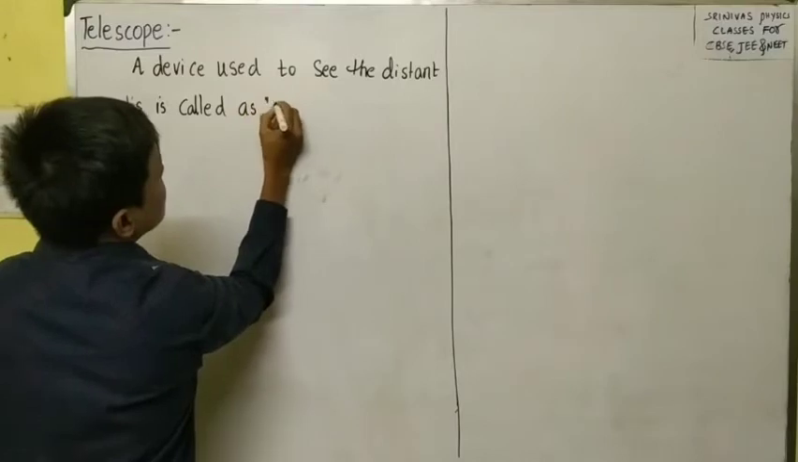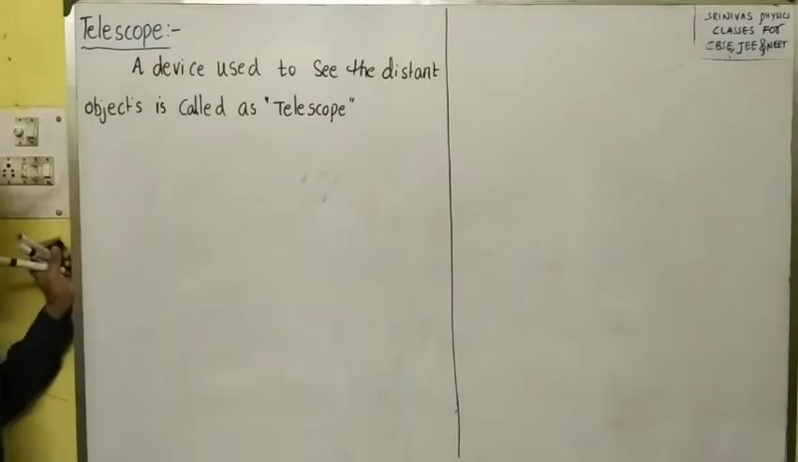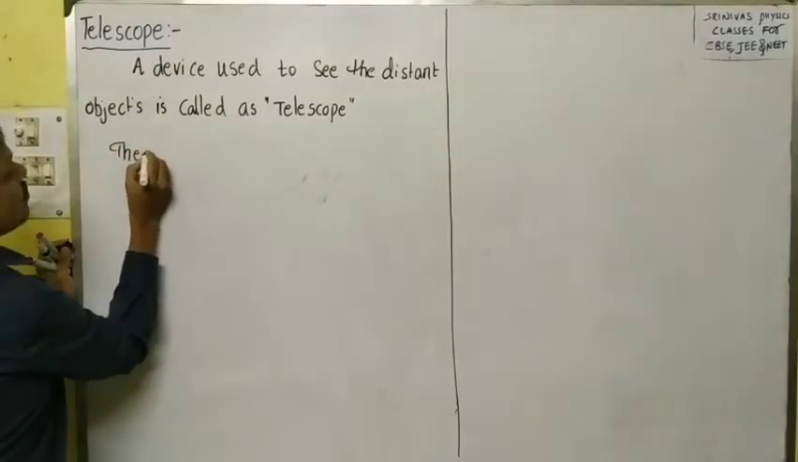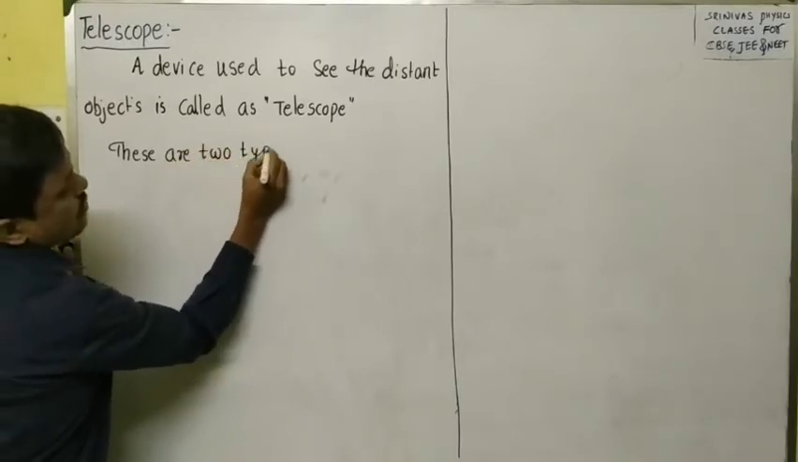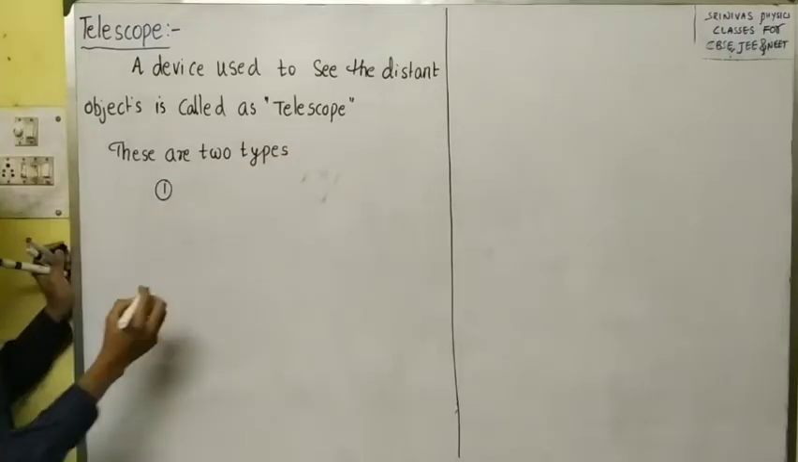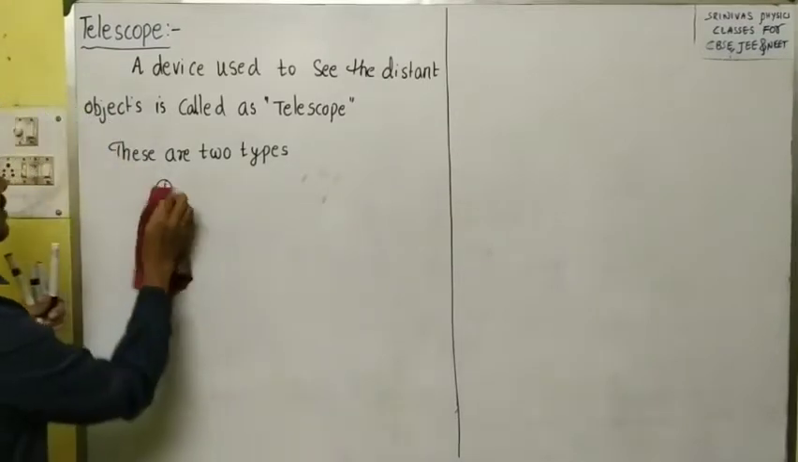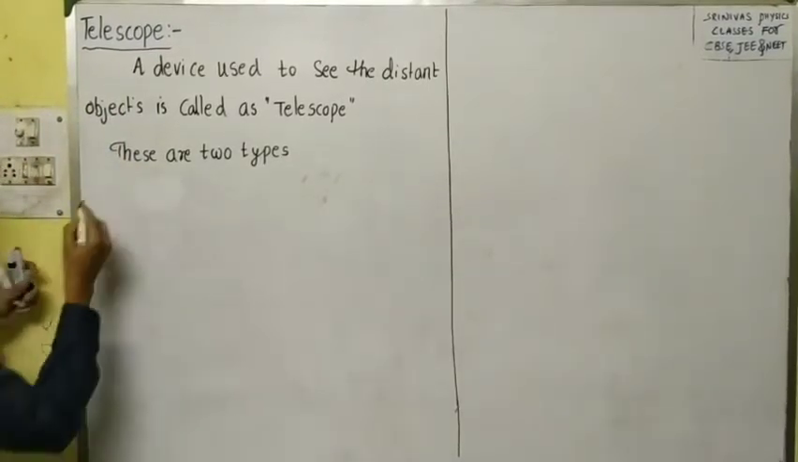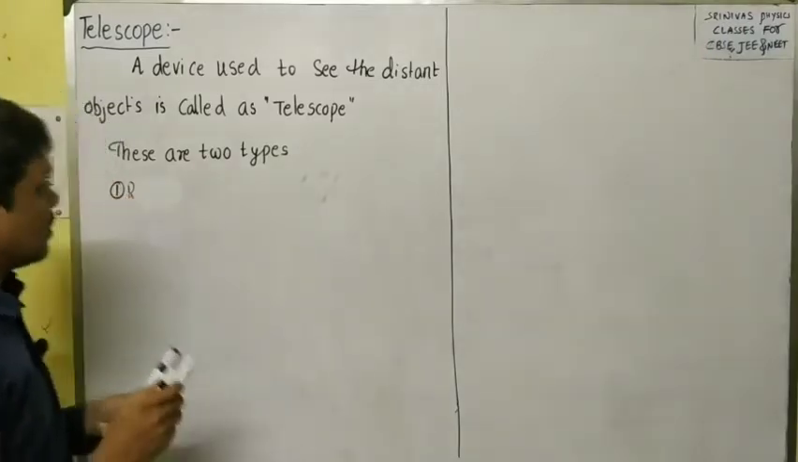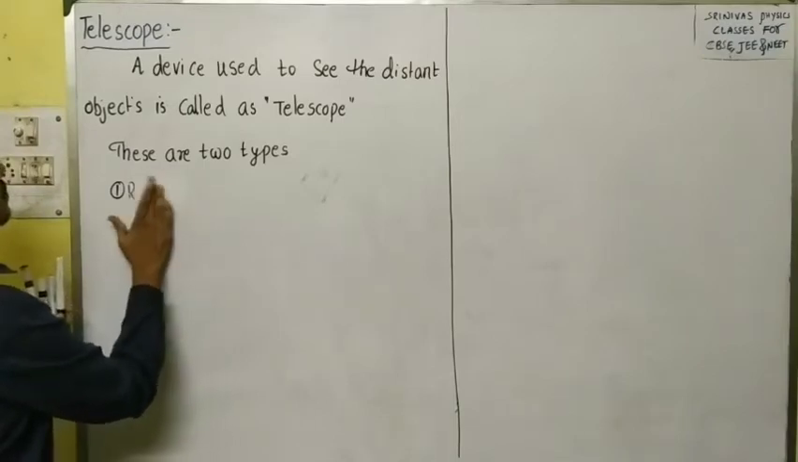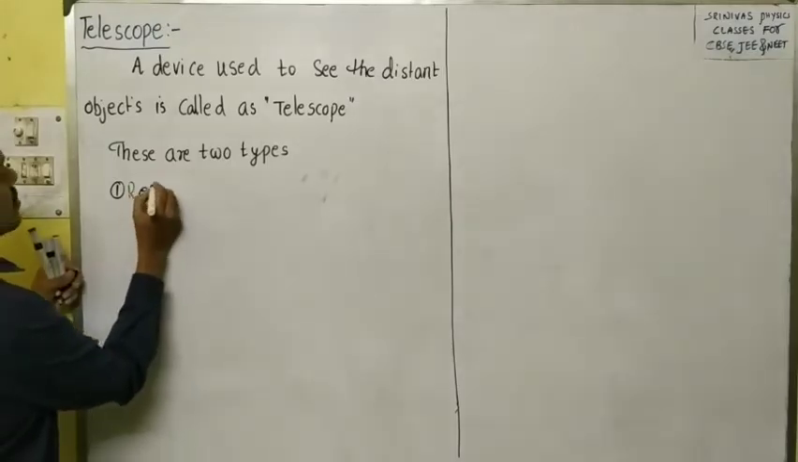Telescopes are of two types. What are they? The first one is the refracting telescope, and the second one is the reflecting telescope. Two types of telescopes are there. The first one is the refracting telescope.